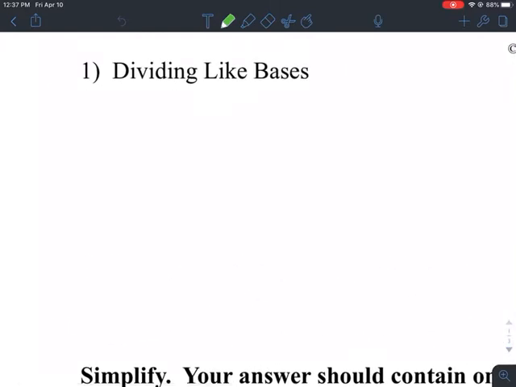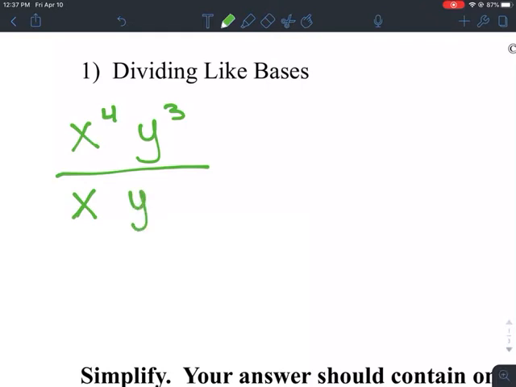So how this works is, let's say you have x to the fourth, y to the third in a fraction, and then on the bottom you have just an x and y to the fifth. So remember that a fraction bar is the same thing as division, okay? They mean the same thing.